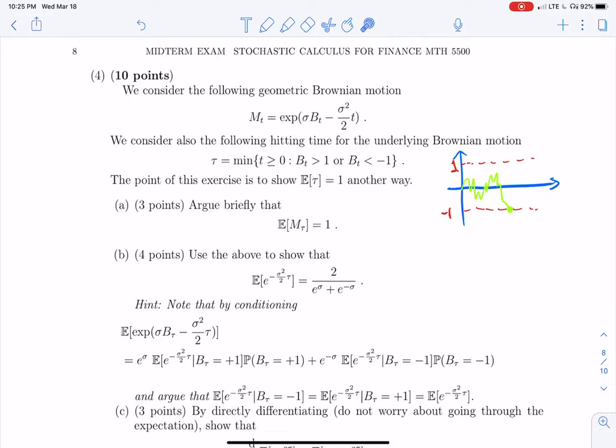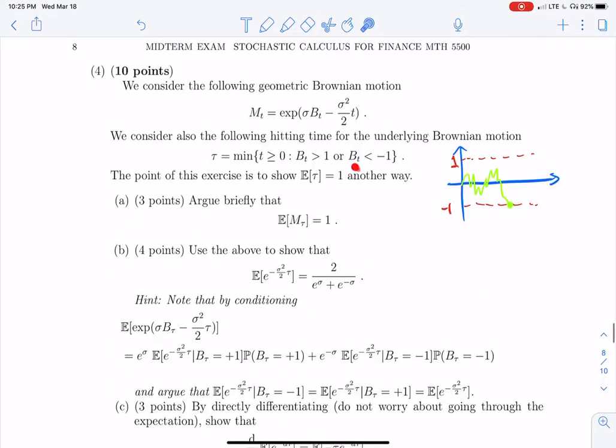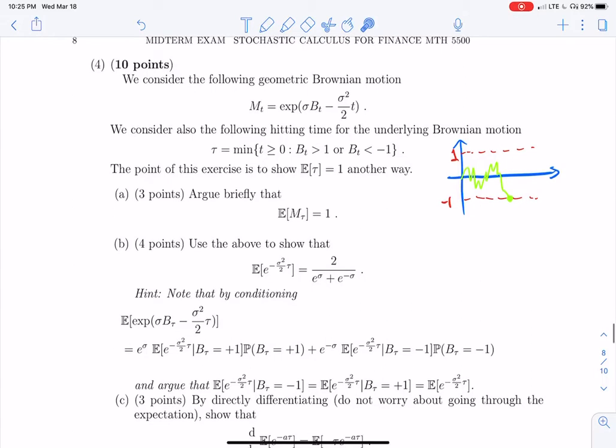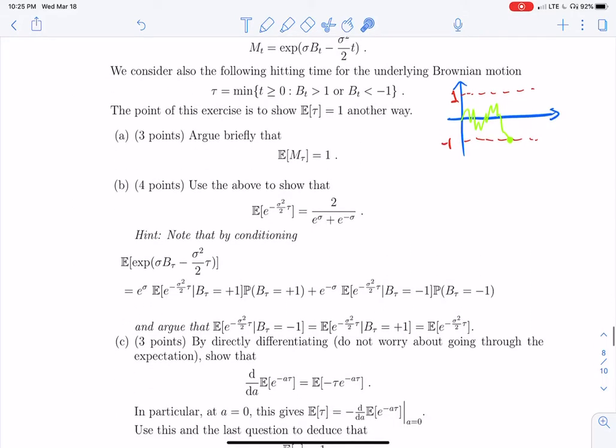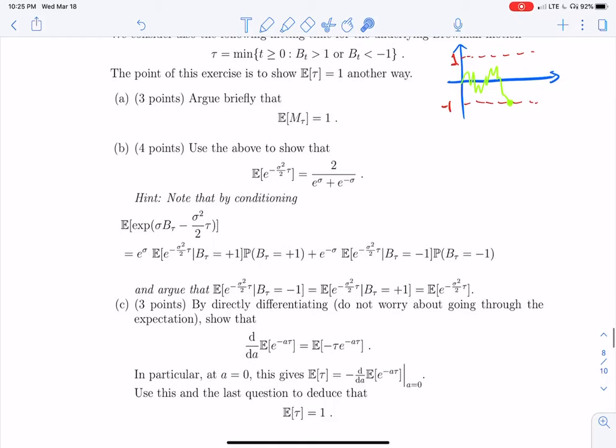So we already computed that, but we're going to find out a different way using geometric Brownian motion. We did that using the square of Brownian motion. So first of all, the first question is to argue briefly that the expectation of M at time tau is 1. And the second question, I can compute the moment generating function of tau with a certain parameter, sigma squared over 2, and it has this form.